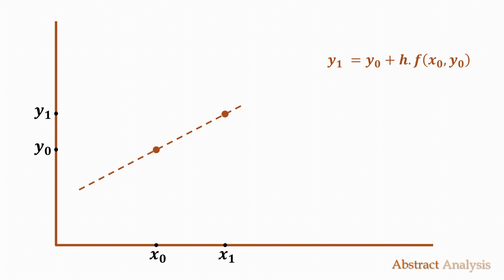Now, if we look at it on the graph, we have the value of y naught here, and this is the value h times f just by using basic trigonometry. Now, if we just add these two values, we will get the value of y1, and this is the exact formula that we get in the Euler method.